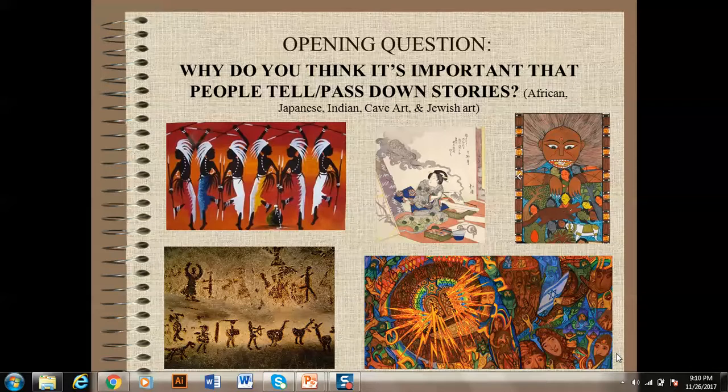If you look at these 5 images, the one top left is African artwork, the one to the right of it is Japanese artwork, the one to the top right is Indian, bottom left is cave art, which is what we'll take a look at today, and bottom right is Jewish artwork. First of all, these pieces come from vastly different cultures and different time periods. Even the one bottom left, which is cave artwork from Europe, is about 2,000 years old. All of these images represent different cultures, different times, different experiences.